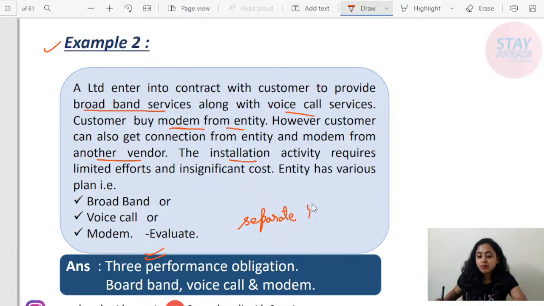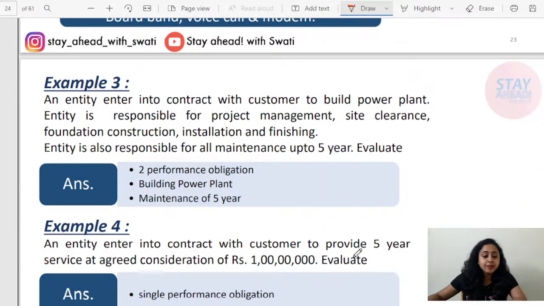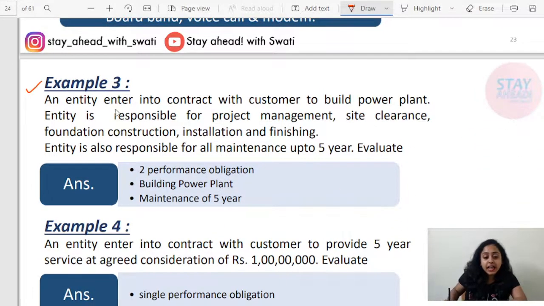Next, example number 3. An entity enters into a contract with a customer to build a power plant. The entity is responsible for the project management, site clearance, foundation, construction, installation and finishing. As per the previous example number 1, you know that all these activities will be combined and treated as one particular performance obligation. It's alright.